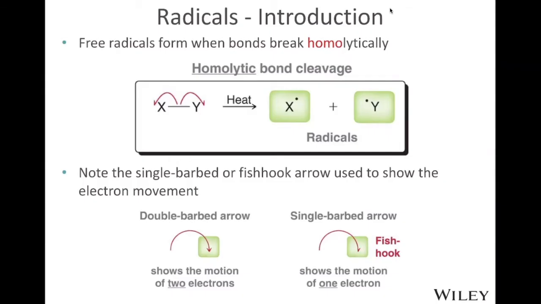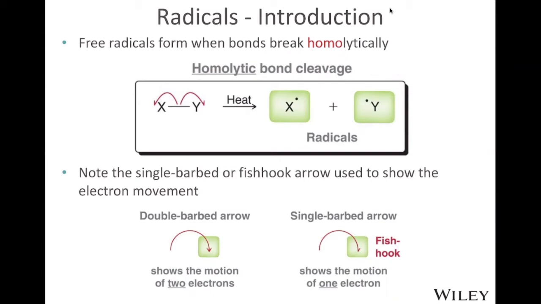An introduction to radicals. Up until now, we've talked about doing polar reactions, where we take two electrons and we use an arrow and we move those two electrons. That is called heterolytic bond cleavage and bond formation.